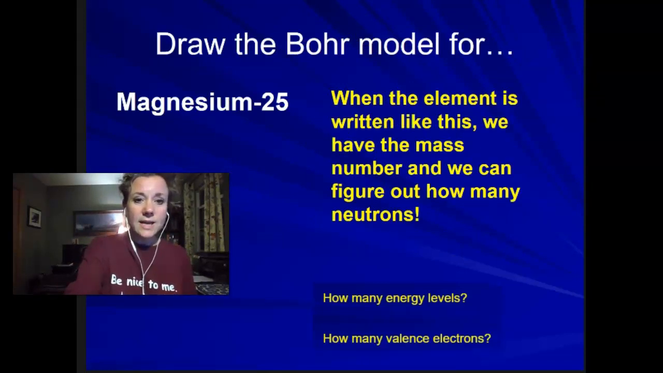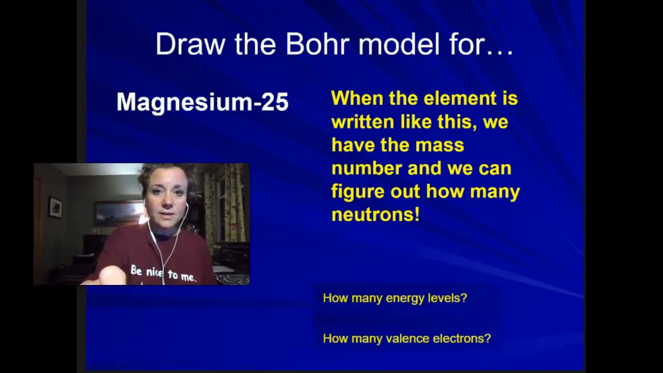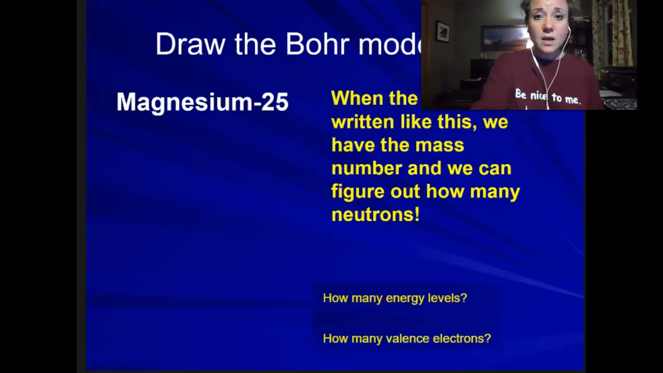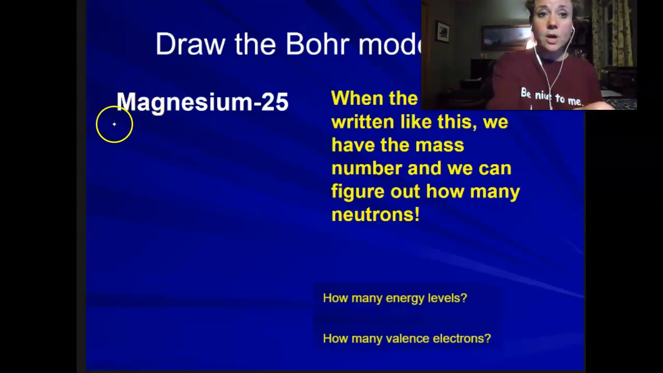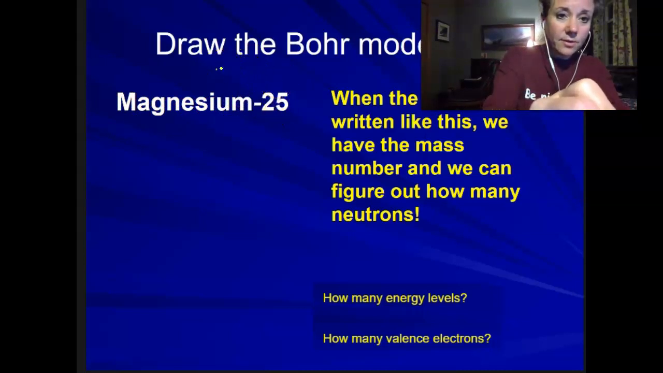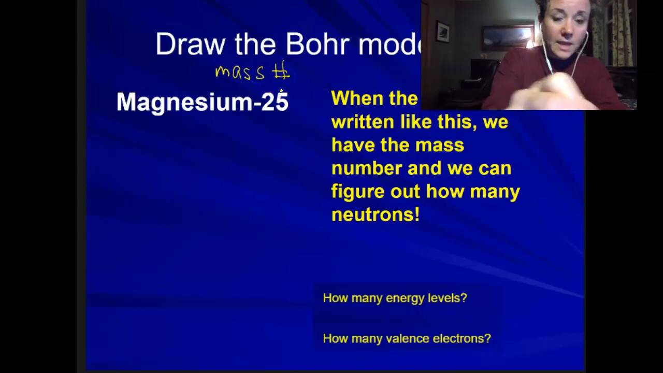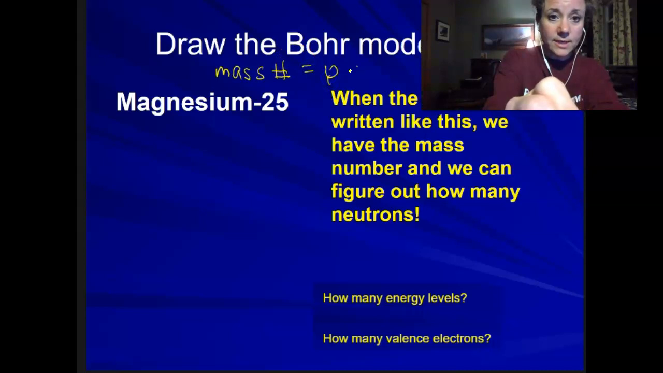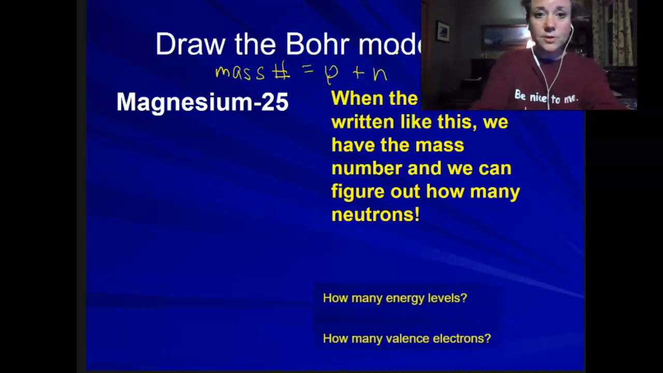Okay, but that's not the only way that we can designate how many particles there are in the nucleus of an atom. Like I showed you, we can abbreviate an element like this, where we have the name of the element, a dash, and then the mass number. So remember that this number, 25, is the mass number. And remember that the mass number is equal to the number of protons plus the number of neutrons.